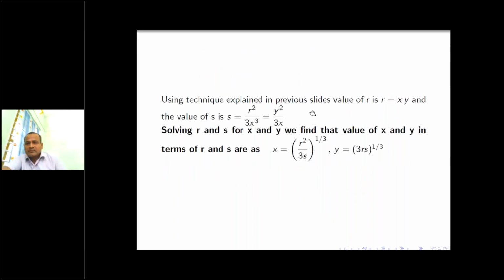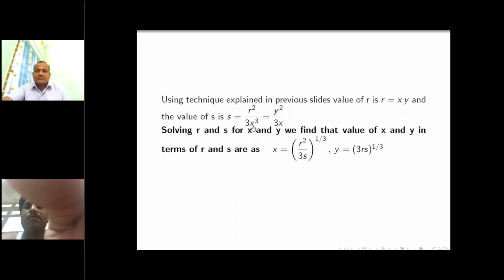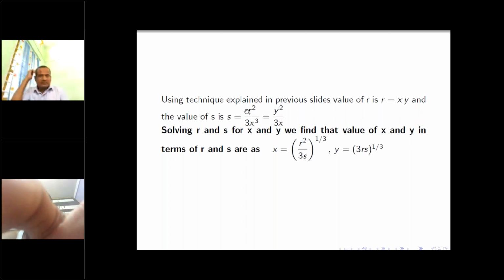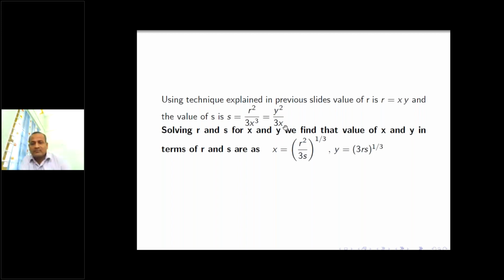And using the techniques explained in the previous slides, the value of r is equal to x5. The value of s is equal to r square by 3x cube. When we put the value of r here, we get y square by 3x. Now for the further calculation, we solve r and s in terms of x and y. So solving r and s for x and y, we find that x is equal to r square upon 3s to the power 1 by 3, y is equal to 3rs to the power 1 by 3.